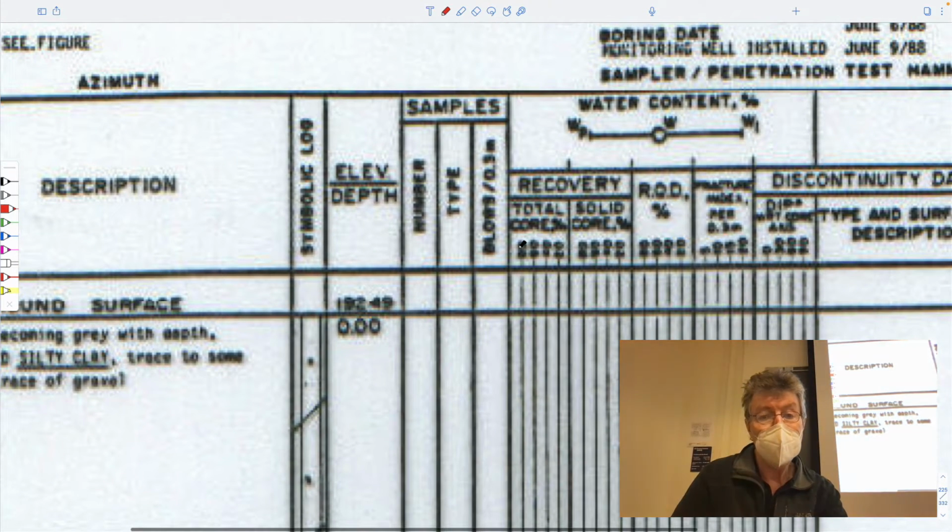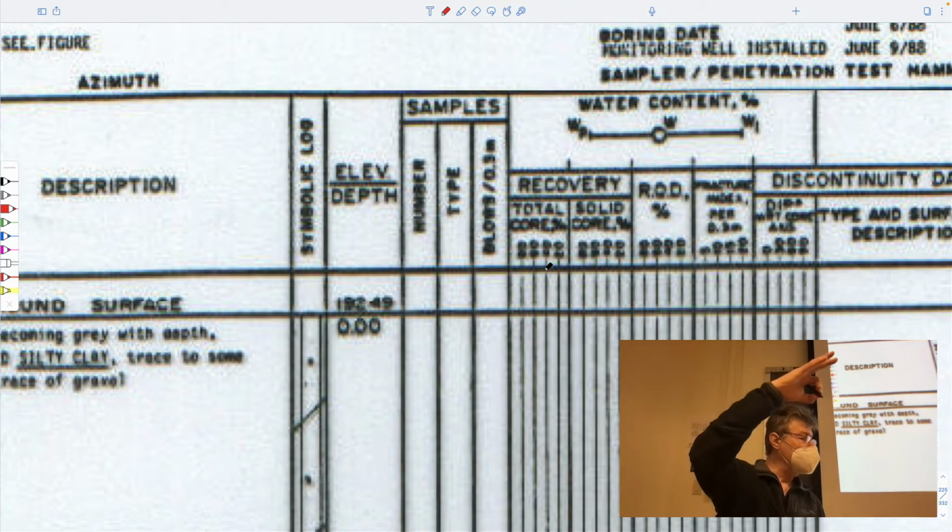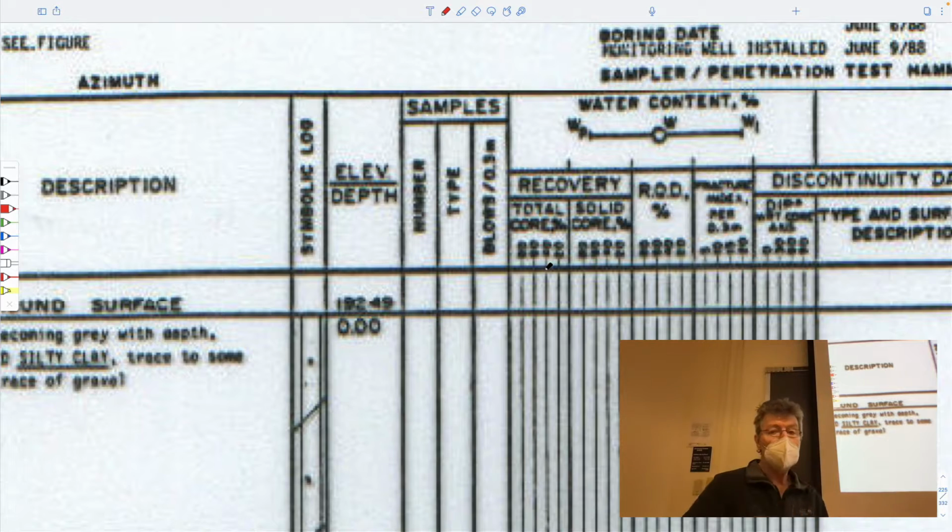The recovery: how much, as a percentage of the total core. So if you go forward 5 feet, how much of that 5 feet do you recover? Percentage recovery. How much of it's solid, not broken? The so-called rock quality designation, RQD, which is what percentage of the core comes out as pieces bigger than 4 inches, I believe, or 10 centimeters. Fractures per 0.3 meters in the rock. So this is the number of fractures per foot.